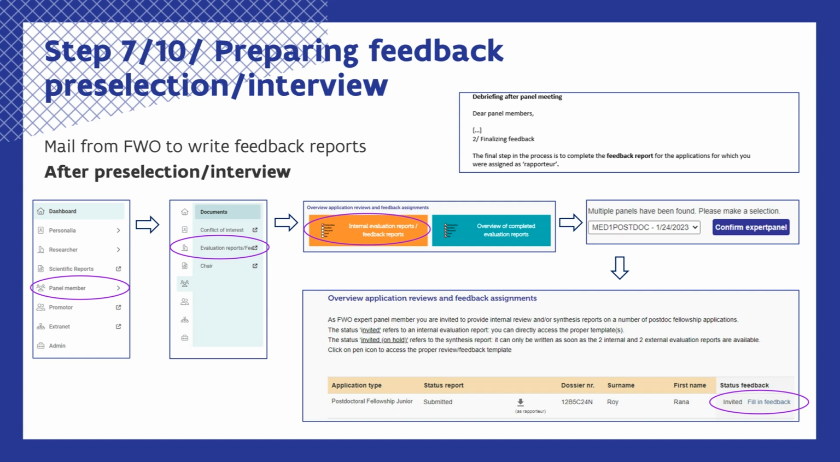To access the feedback report form, click on Panel Member and then Evaluation Reports Feedback, followed by the tile Internal Evaluation Reports Feedback Reports. After selecting your panel, you will see an overview of the applications. For all applications for which you were appointed as rapporteur, please click the link Fill in Feedback.